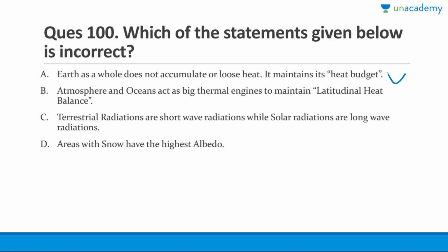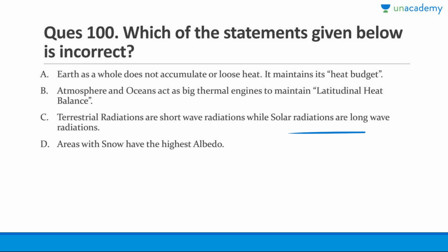This is correct. Atmosphere and oceans act as big thermal engines to maintain latitudinal heat balance. 100% correct. Terrestrial radiations are short wave. No, it's the opposite. Terrestrial waves are long wave while solar radiations are short wave. Because solar are ultraviolet while terrestrial are electromagnetic.